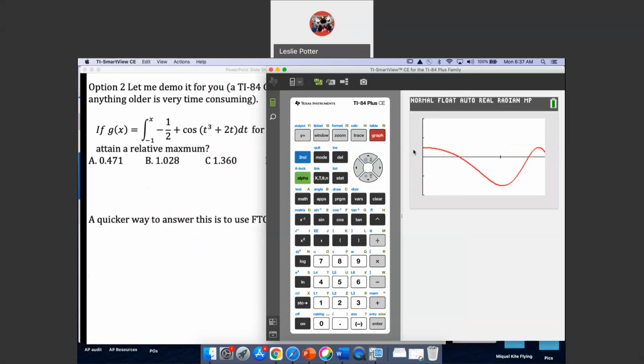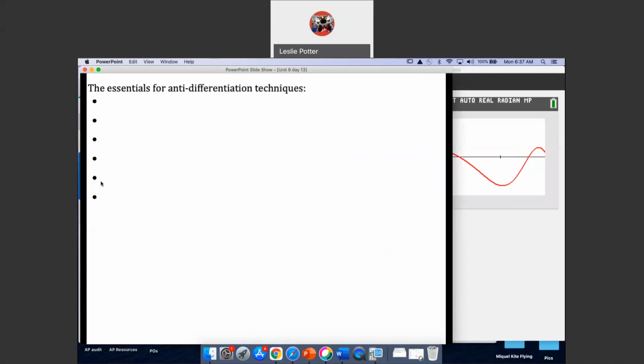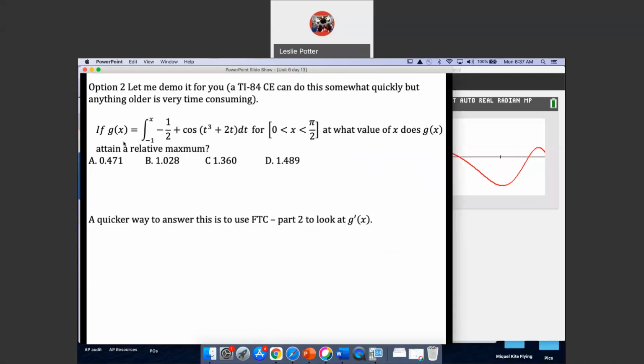And then we know we go from positive to negative here. So this must be our relative maximum. We go from negative to positive here. This must be our relative min. So our relative max is about right here. And if we look at this tick mark, this must be 1. And this is pi over 2. Pi over 2 is about what? 1.5. So this looks like it's about 0.5. So the answer to this has got to be A. Okay, so we did the quicker way.